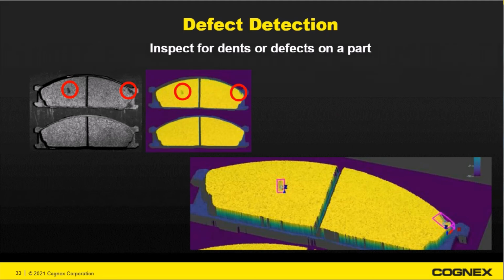Then we have a defect detection. Here we're inspecting for dents or other defects on a brake pad. This is done by just having a plane extractor tool that finds a plane onto the top of the brake pad, and then we're looking for material that's missing or material that's excessive on the part itself. And we're classifying those defects by volume and size. In addition, you can also perform a check on the edges. So you can also measure the gap in between those brake pads as well.